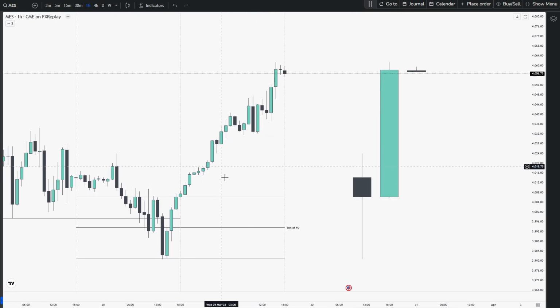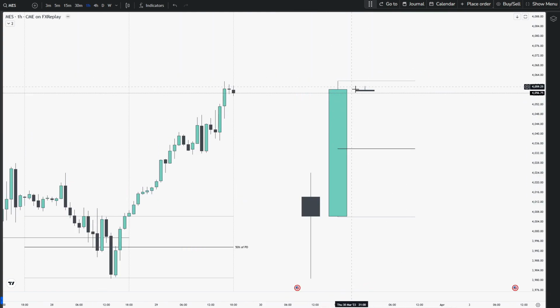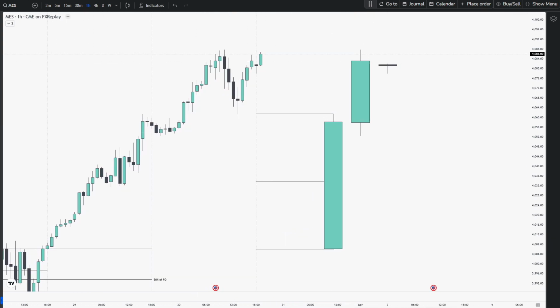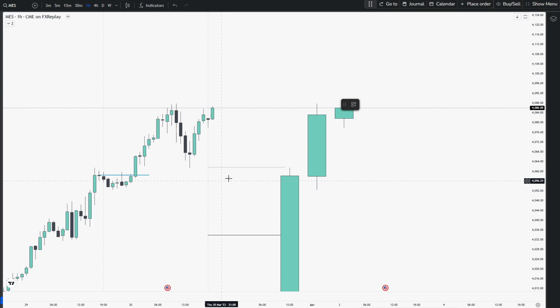So we expanded right away after creating the change in the state of delivery. If I add the time element, we expanded right away, so that would be a wide daily profile. So for the next day, I would want to see the low of the day to be created in the upper quadrant of this candle's range. So on the next day, we had an overnight change in the state of delivery and expansion to the upside. So this would be a wide profile for me.